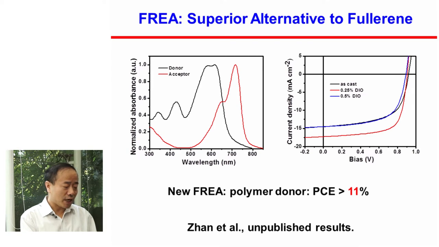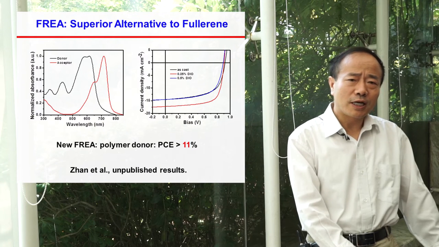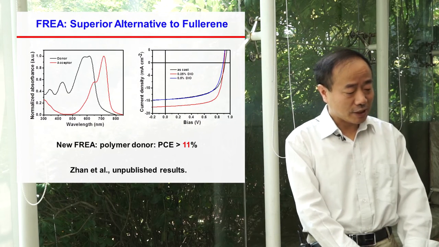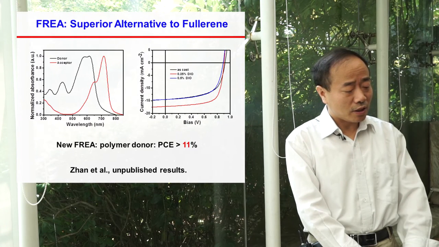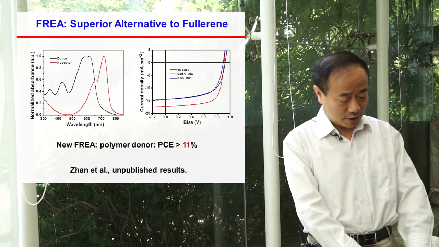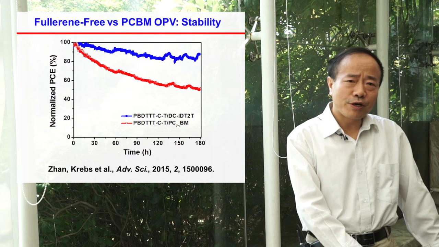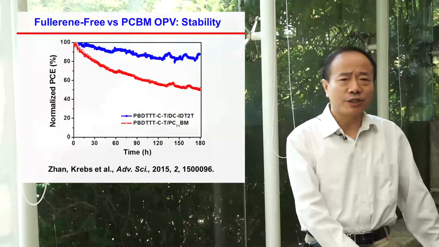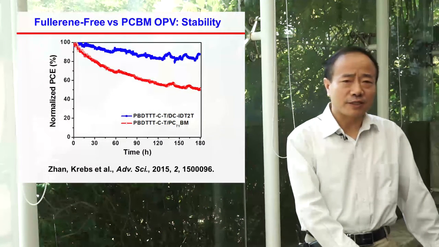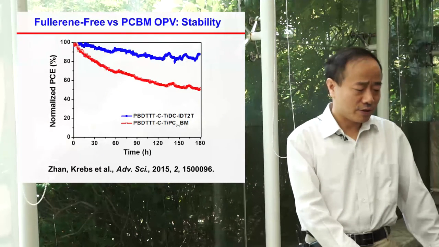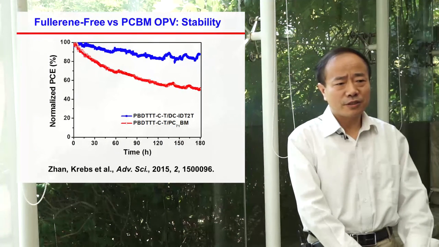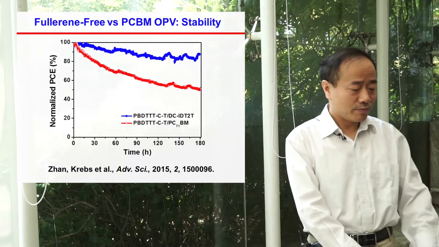Very recently, we designed and synthesized a new non-fullerene acceptor. From here, we can see the acceptor and the polymer donor have complementary absorption, and the efficiency is over 11%. Actually, this is similar or even better than the fullerene-based control device. Also, we compare fullerene and non-fullerene device stability. After 1 week continuous examination, for the PCBM-based device, the PCE dropped 50%, while our non-fullerene case only dropped 10%, since our non-fullerene film has stable morphology.